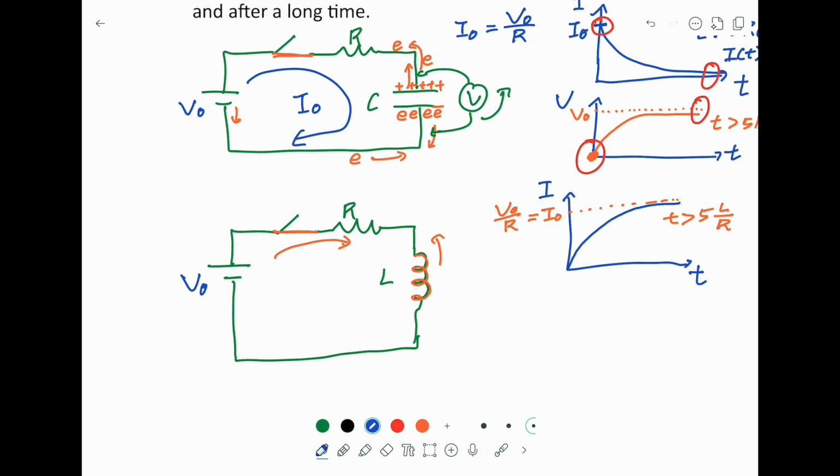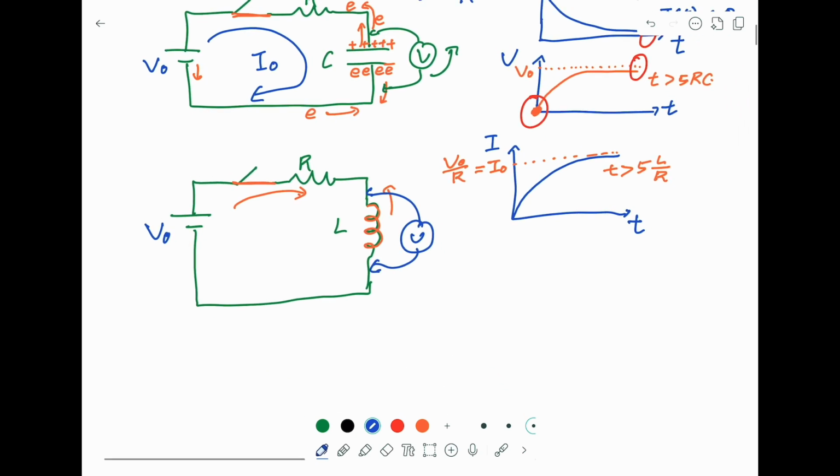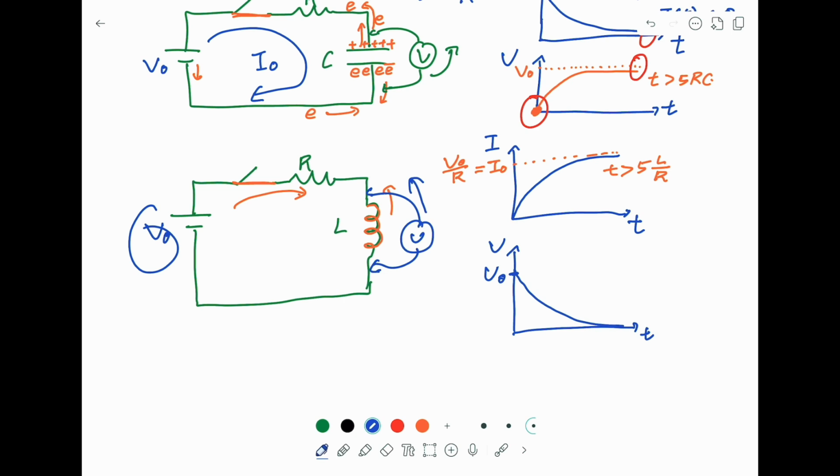Now, how about the voltage? If we measure the voltage across the inductor, at the moment, the voltage is equal to the DC voltage. That's why when you close the circuit, you have an opposite voltage, opposite to the change. So the voltage is equal to V naught. But this voltage will decay exponentially. So this is your transient state, and this is your steady state.